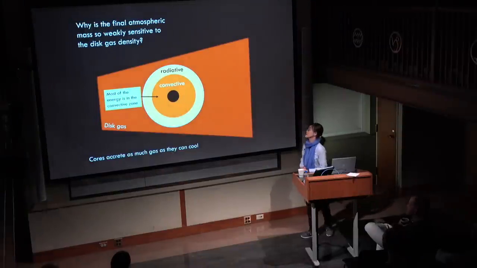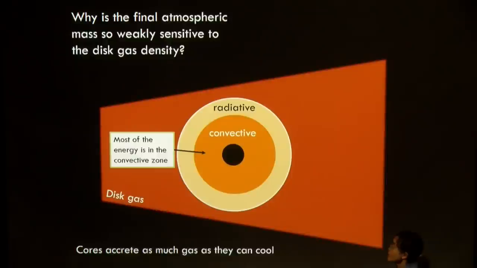So why is that the case? Remember how these cores accrete as much gas as they can cool. So we need to understand the actual thermal structures of these planetary atmospheres. In general, they come in two layers: an inner convective zone and an outer radiative layer. Most of the mass, and therefore energy, is within this convective zone.